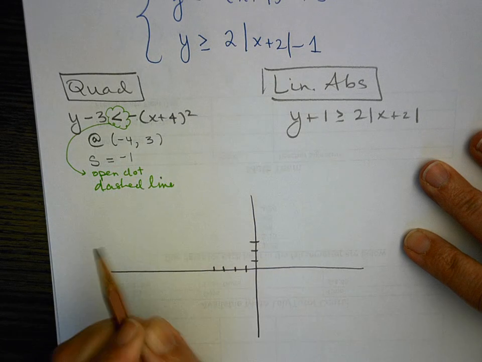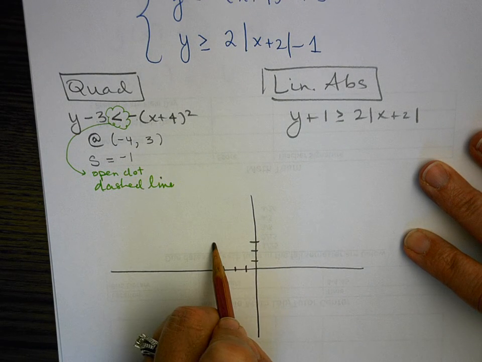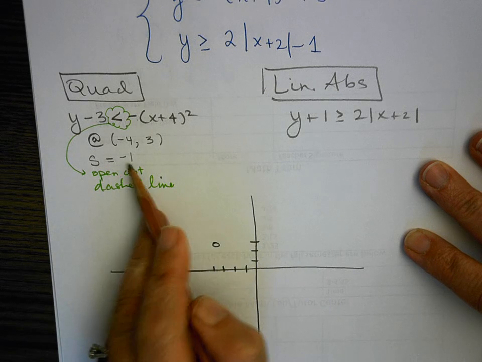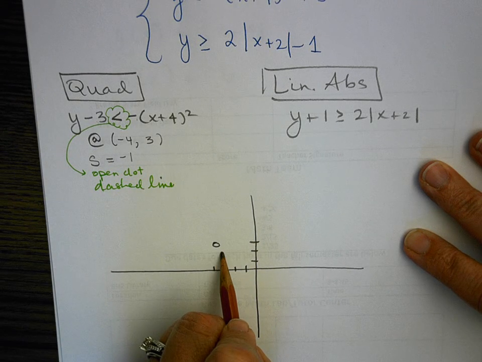So I'm going to -4, 3, open dot, and then I have a stretch of -1, so down 1 over 1, and reflect.